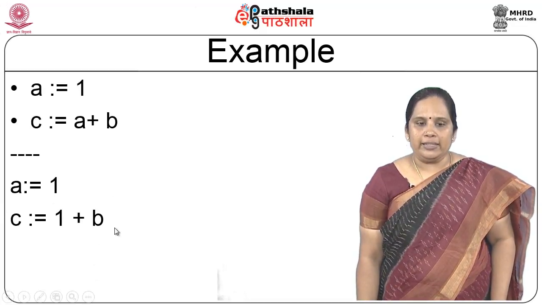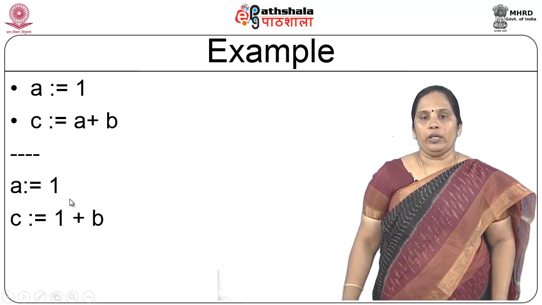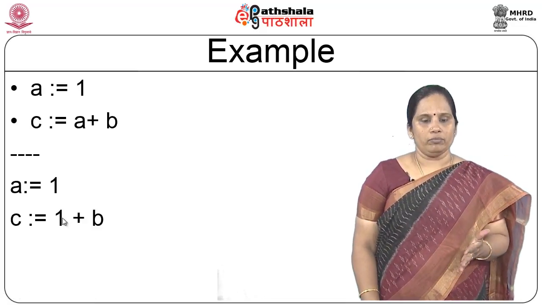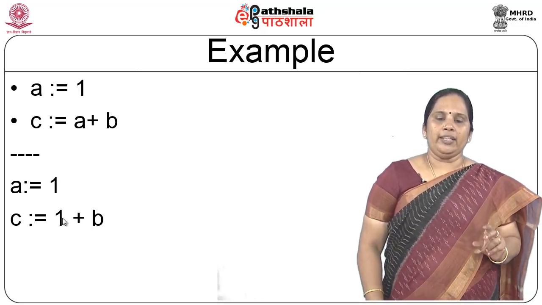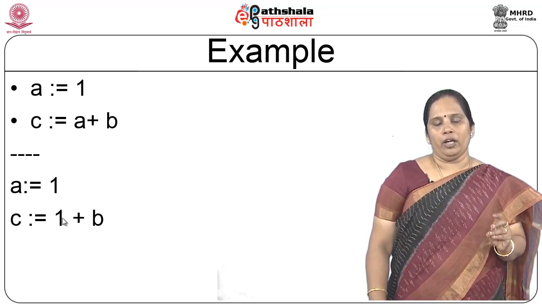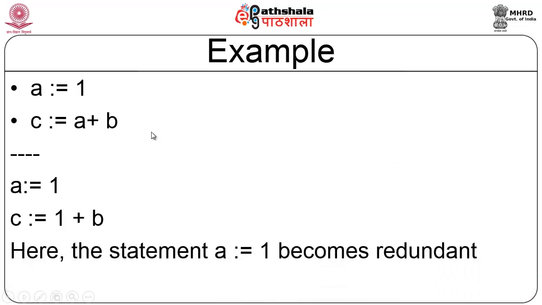Now this is my statement, C is equal to 1 plus B. In that case, A equal to 1 becomes dead code because I am not using the value of A, rather I have already replaced A with 1. So therefore constant folding as well as copy propagation will lead to what is called dead code, that is, that statement has to be got rid of and it need not generate any piece of code. So that is the conclusion here, where I say the statement A is equal to 1 becomes redundant and hence can be looked upon as dead code which needs to be eliminated from generating code.